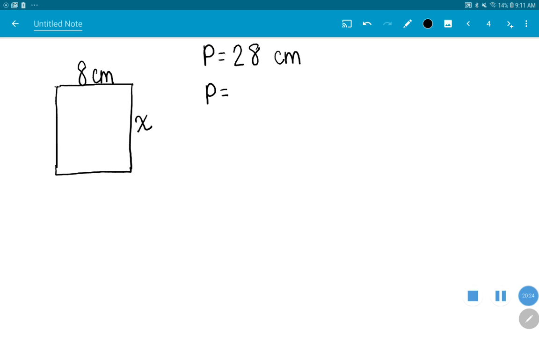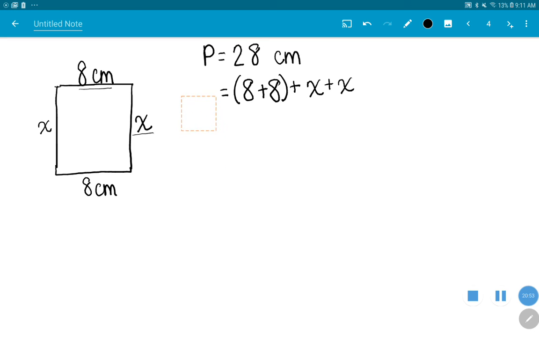I know I have to add all the sides to find perimeter. So if this side is 8 centimeters, then this side will also be 8 centimeters. If this side is x, the opposite side has a length of x also. So 8 plus 8 plus x plus x is going to equal the perimeter.